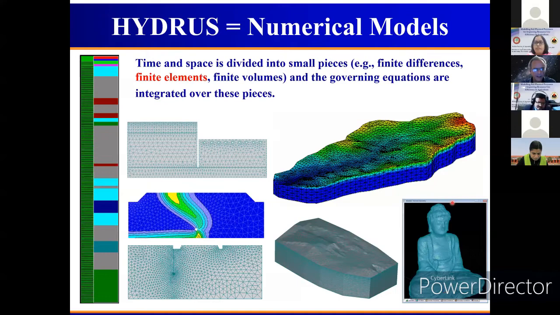In this slide, I show some of the geometries that we have handled in the past with HYDRUS models. On the left, you can see a relatively complex one-dimensional layered system discretized into finite differences. In the middle, you see some relatively simple two-dimensional domains, which are discretized into triangular finite elements. And finally, on the right, you can see relatively complex three-dimensional domains, which are discretized into tetrahedra, also finite elements.